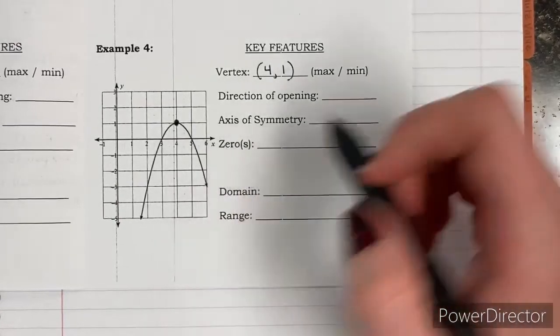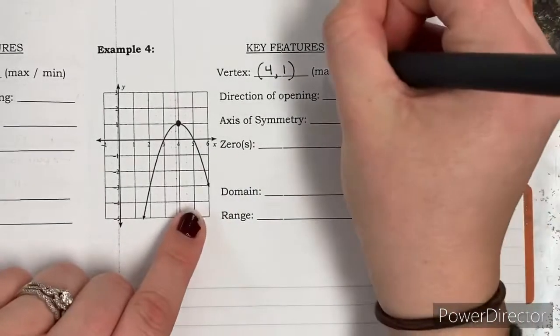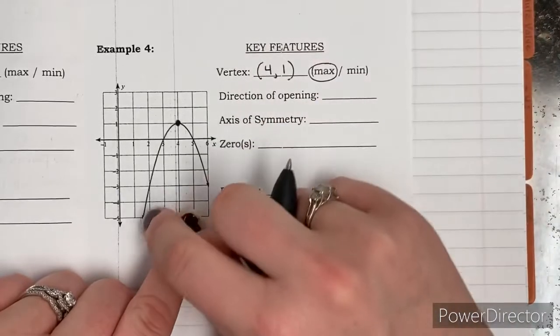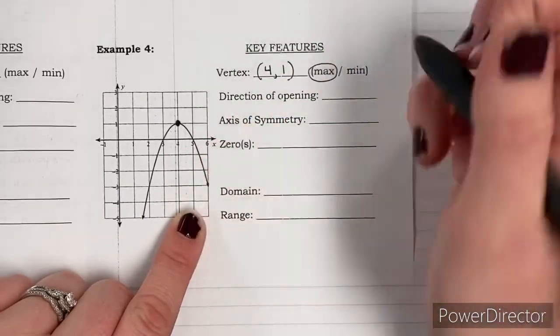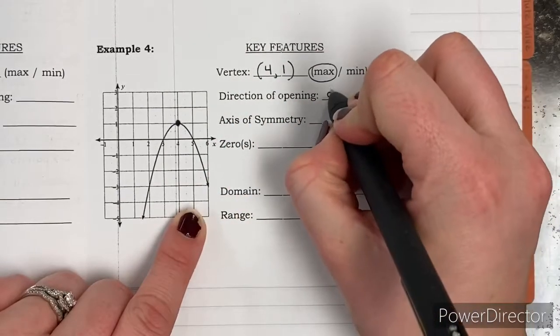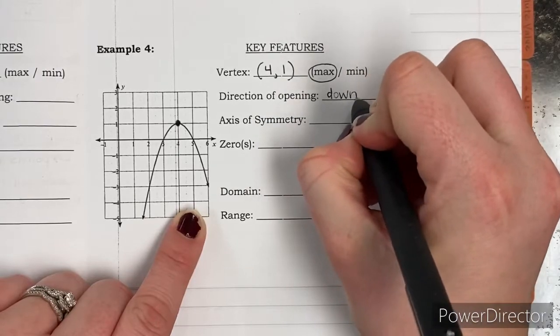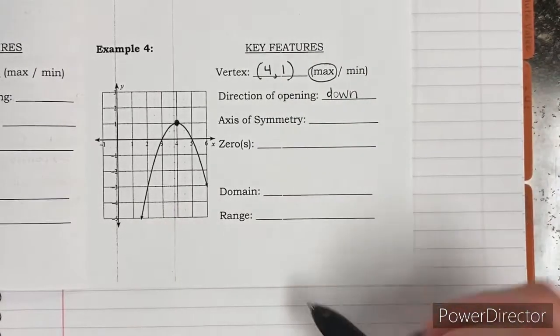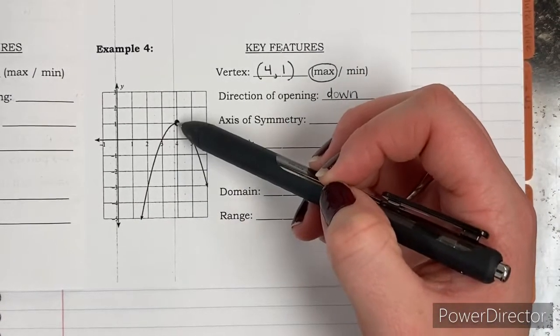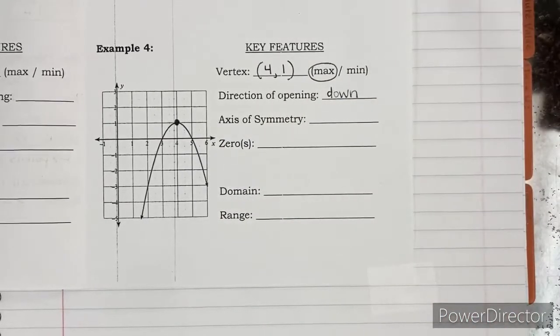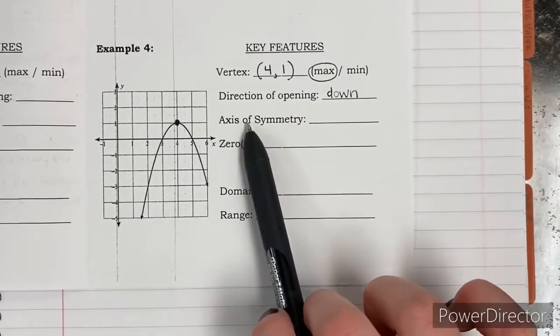So there's my vertex. It looks like it's going to be a maximum because this graph opens down, which is actually the next question. Since the graph opens down, it looks like a little mountain. So this is the max point of the mountain. Think about it like that. Okay, we're going to come back to axis of symmetry.